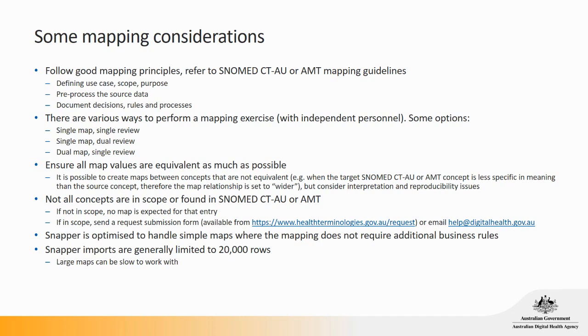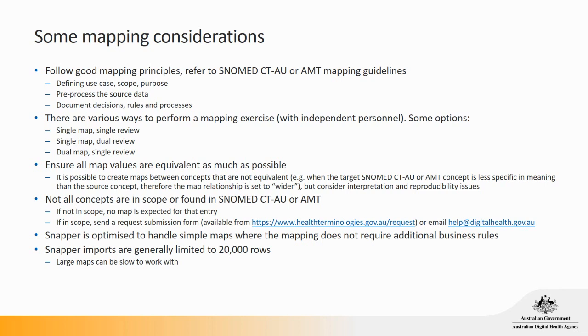Now, not all of your local concepts may be found in the terminology. If it isn't in scope, then no map will be expected, but you will have to be aware that these exist in your data and what the implication is. But if it is in scope, you can submit it to us via the request submission page on the NCTS website or contact our help center.